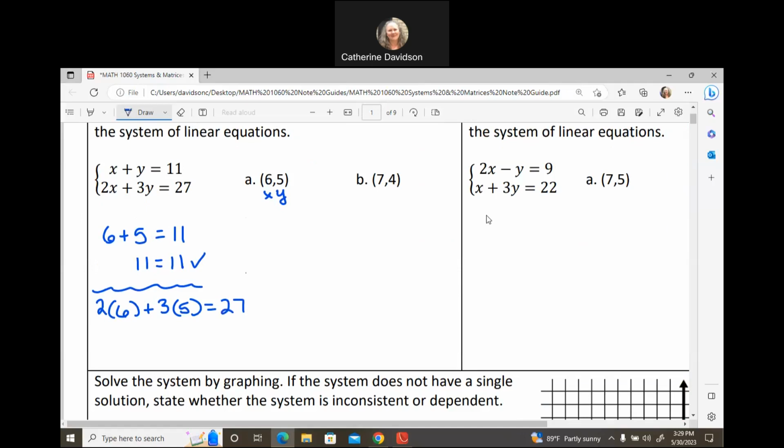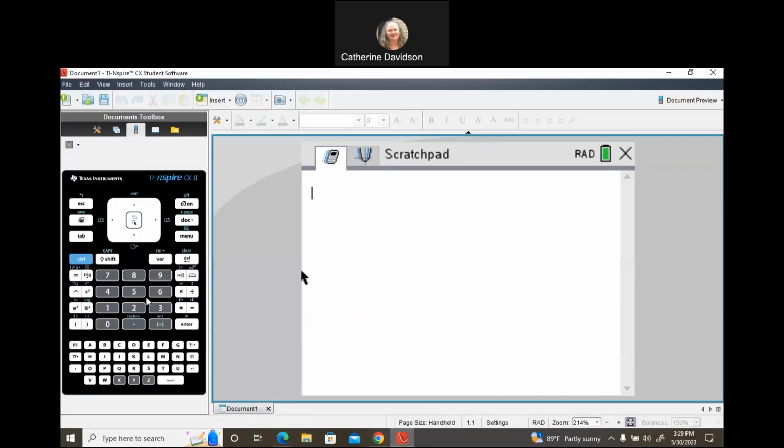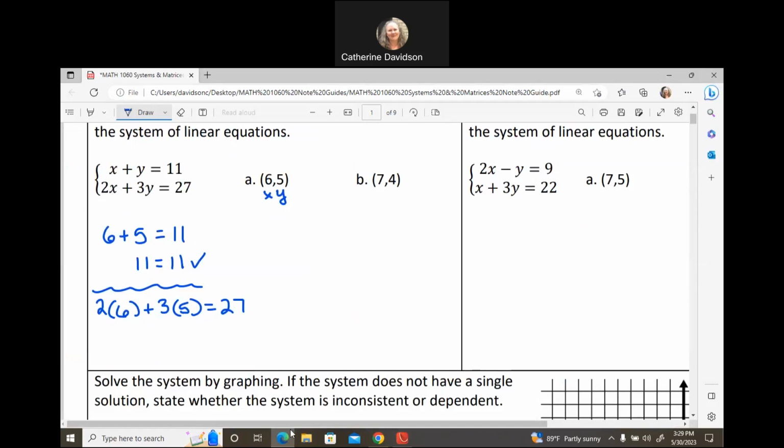You're going to put the left side in your calculator. Okay, and I get 27, which is also true. So since that point makes both of the equations true, it is a solution. So for systems of equations, you can have one solution, no solution, or infinitely many solutions.